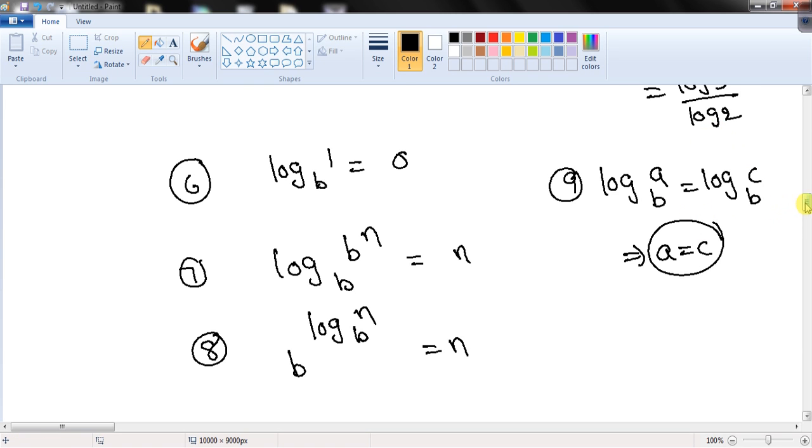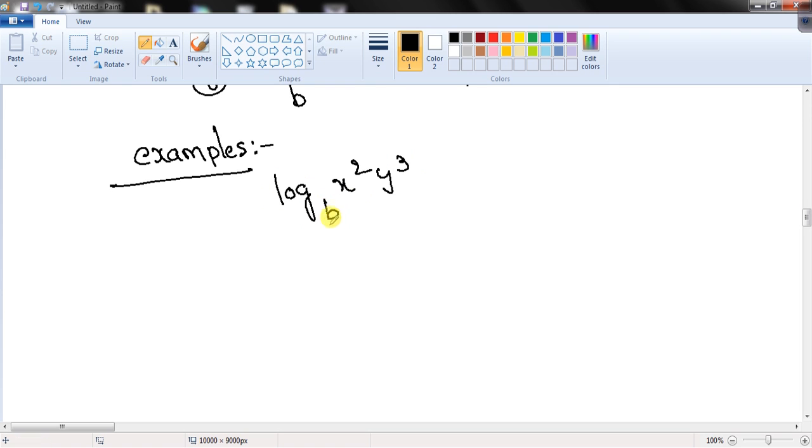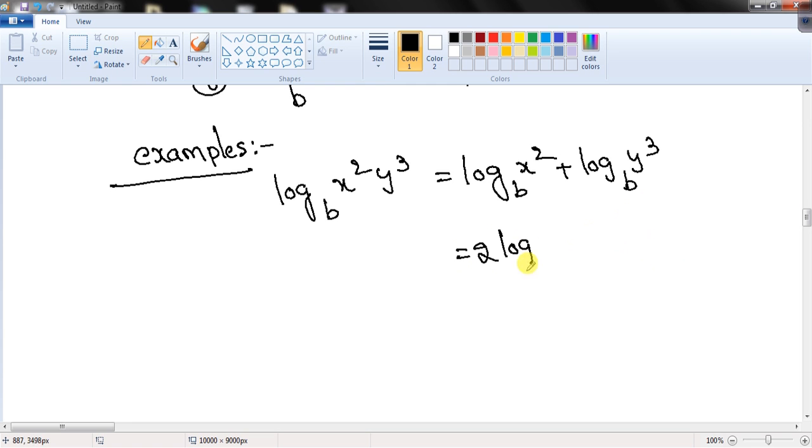Now on these properties, let me solve a few examples. In my next video, I'll solve the questions which you can expect from an exam point of view. Now let me solve some examples just to make sure that you understand the theory. Log x square y cube base b can be written as log x square base b plus log y cube base b, which can be written as 2 log x base b plus 3 log y base b.